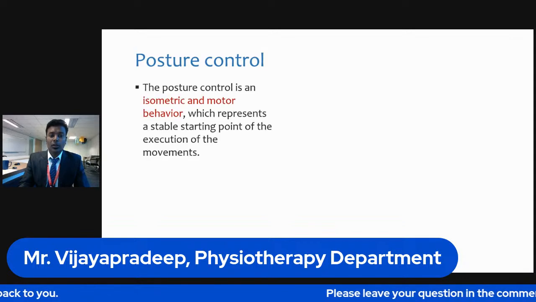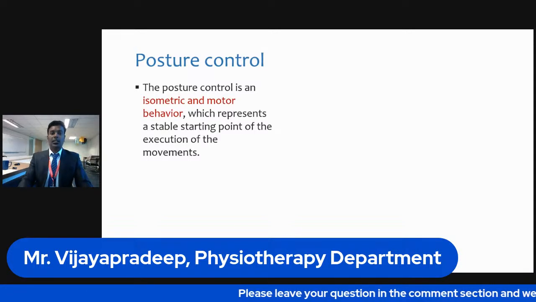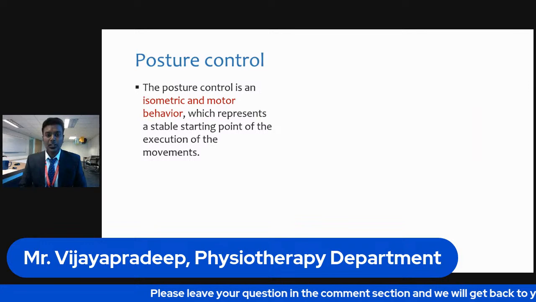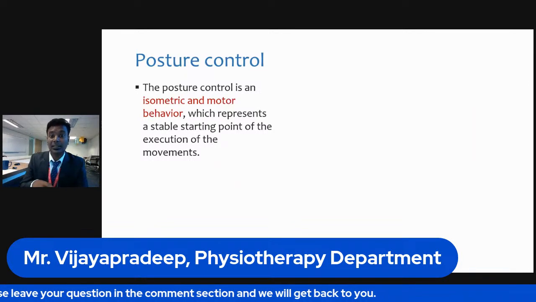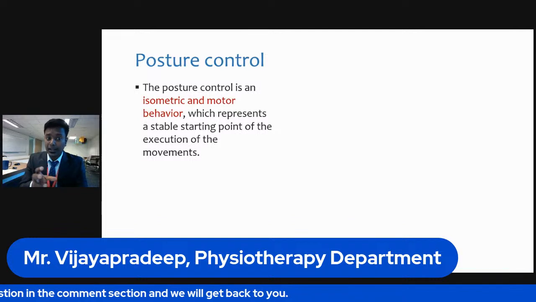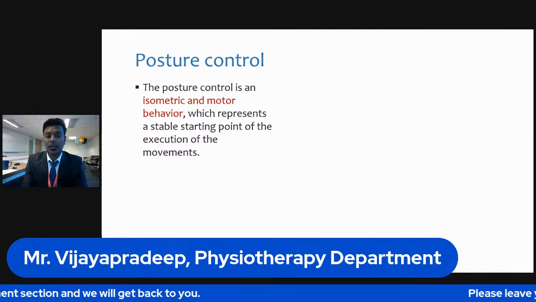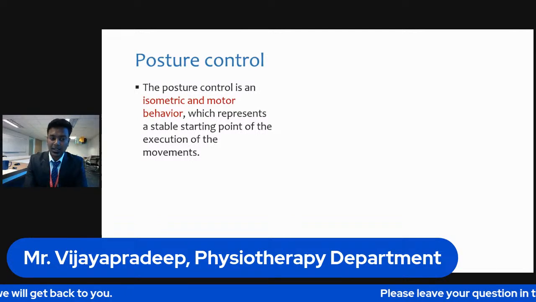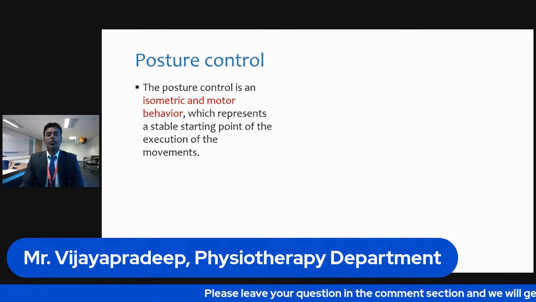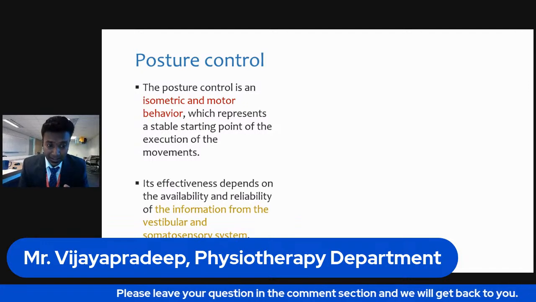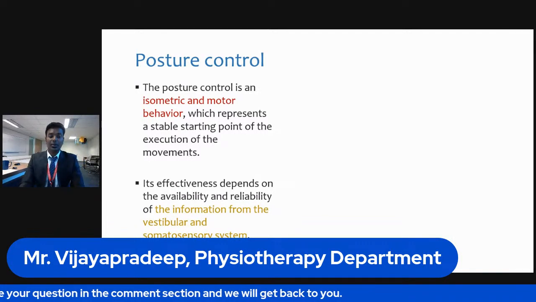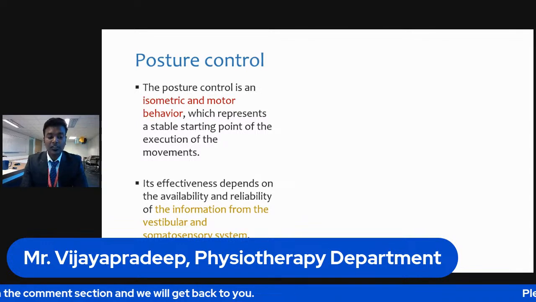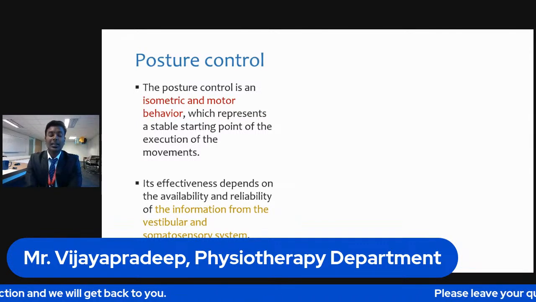We need to know about postural control. There is some control which needs to be done with the interaction of multiple systems in the body, and it is an isometric and motor behavior which represents a stable starting point for execution of the movement. So from the stable point, the movements will be started. Its effectiveness depends on the availability and reliability of the information from the vestibular and the somatosensory systems.